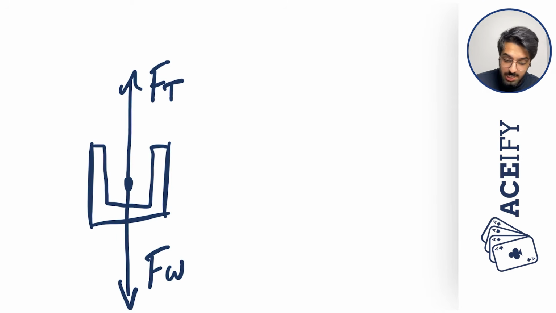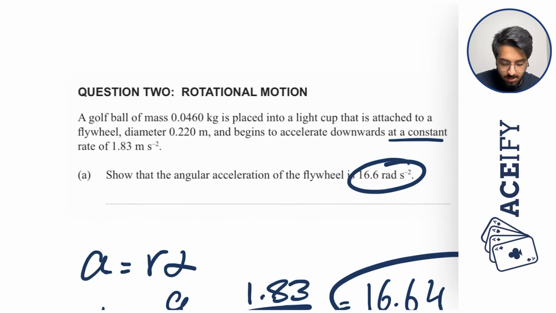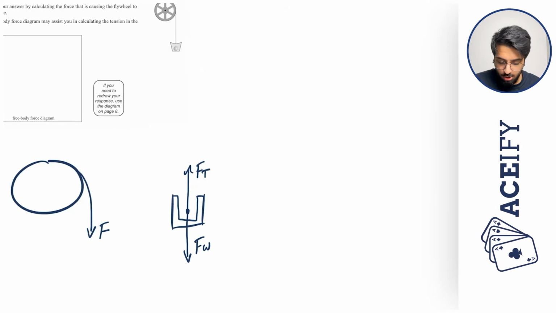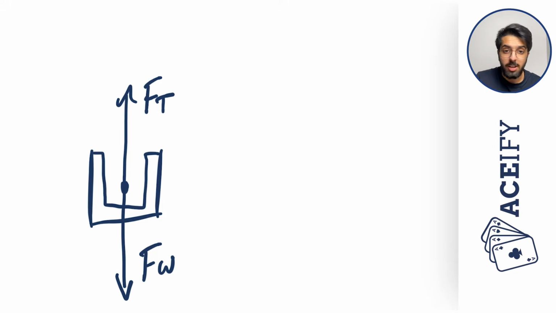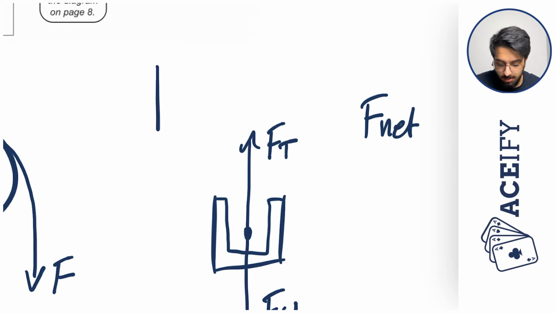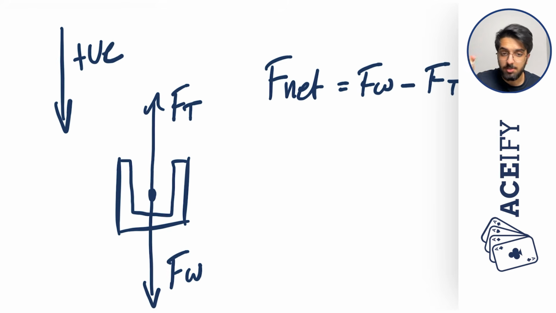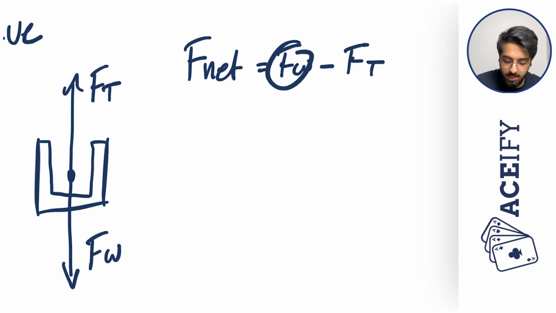The reason for that is because you are used to everything being in equilibrium, everything being at rest. In this scenario, it is not at rest. It is accelerating at a constant rate of 1.83 meters per second squared. So what that essentially means is the forces are not balanced, because in order for it to be accelerating at a constant rate, the forces must be unbalanced, and therefore there is a net force. Now, if we put a coordinate system and take down to be positive, we can say our net force is equal to our weight force minus our tension force, because positive is down, so this is positive, and this will be negative, so therefore we minus.